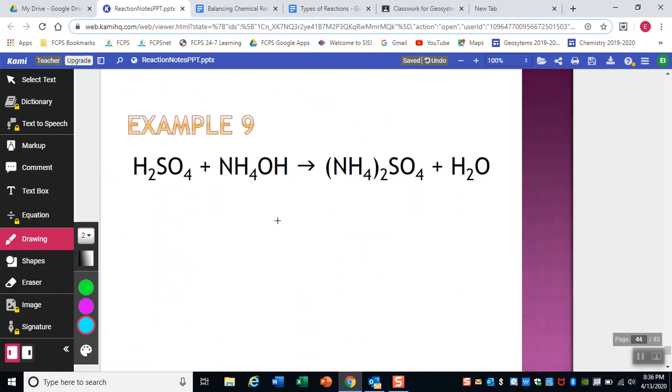So here we go. Again, I have an acid and a base. Right, I have sulfuric acid, so that is H and SO4. And then here's my ammonium and my hydroxide. So I'm keeping all my polyatomic ions together. And I'm going to make this into HOH.